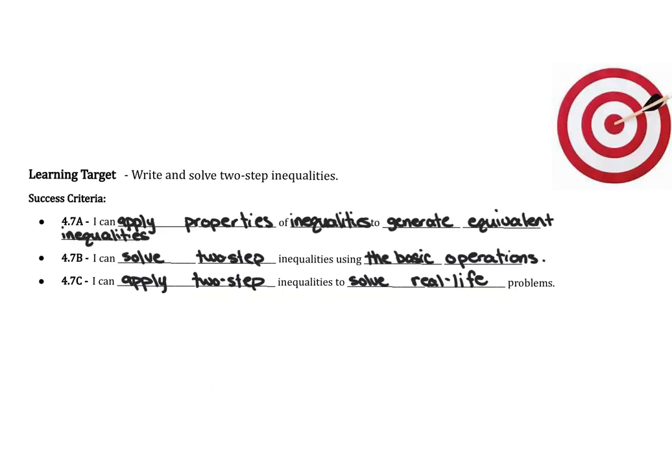Your learning target is to be able to write and solve two-step inequalities, and your success criteria is I can apply properties of inequalities to generate equivalent inequalities. I can solve two-step inequalities using the basic operations, which would be add, subtract, multiply, and divide. And I can apply two-step inequalities to solve real-life problems.